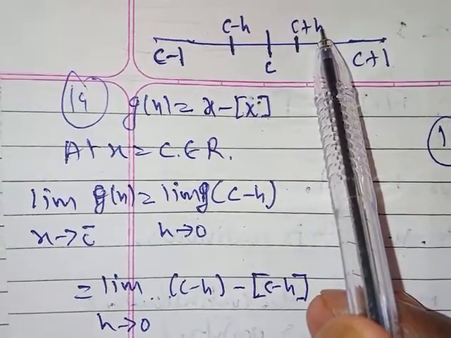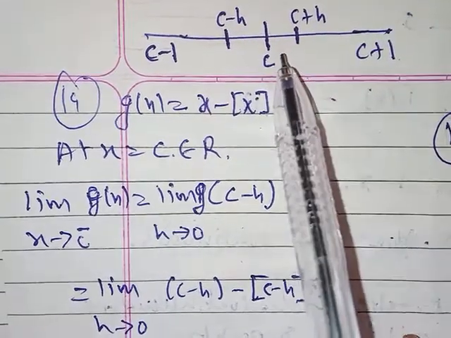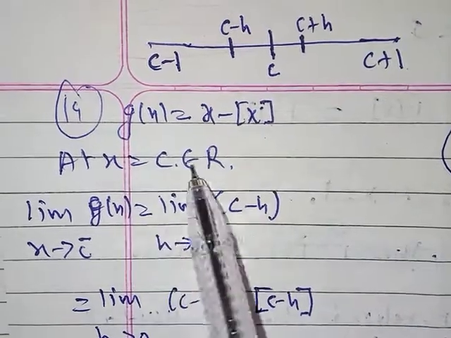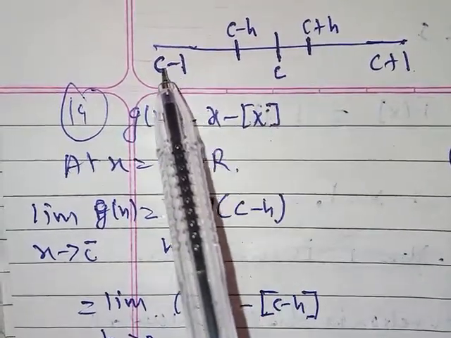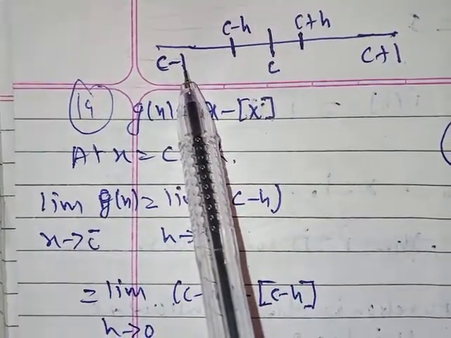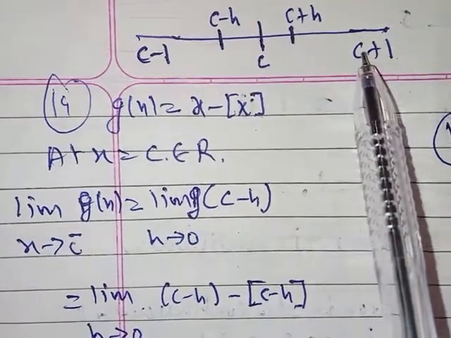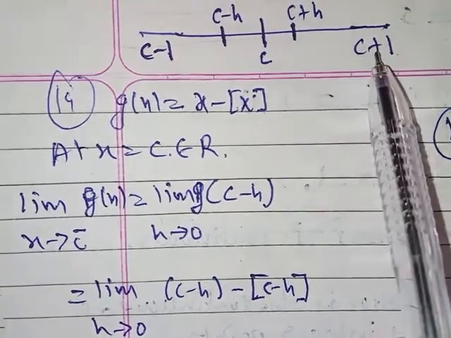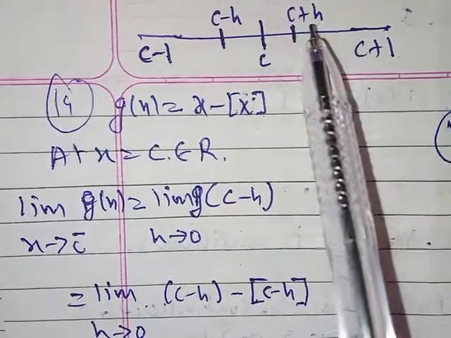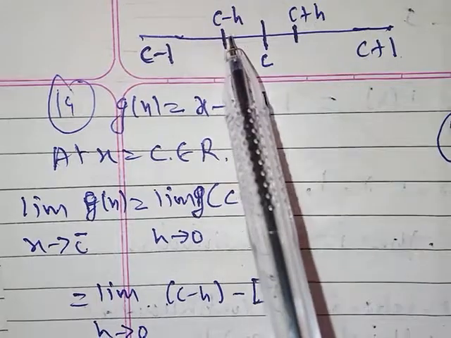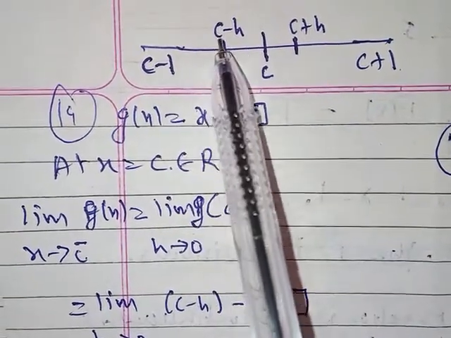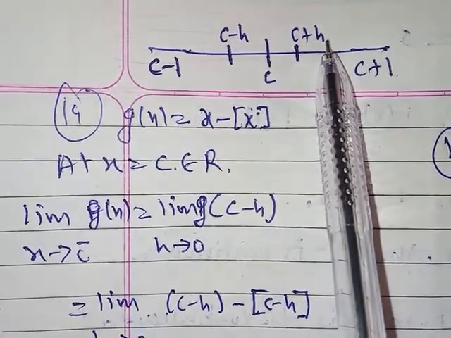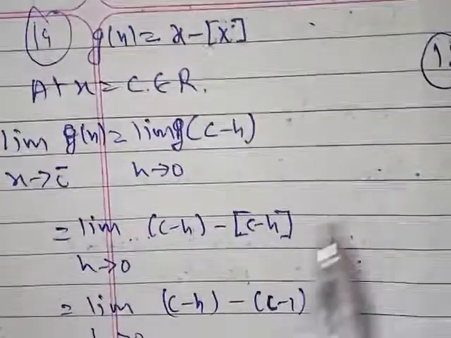Okay, understood? Again, we have to check first. Don't think about these two. First you write at c. So at c, what will be the left hand side? c minus 1. What will be the right hand side? c plus 1. Okay. Now let's reduce it to a very small interval, say h. Then the left hand side will become c minus h, and the right hand side will become c plus h. So let's check it.